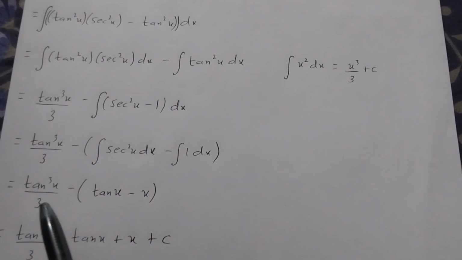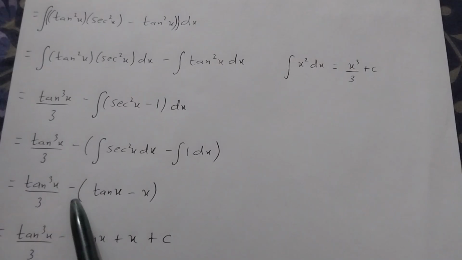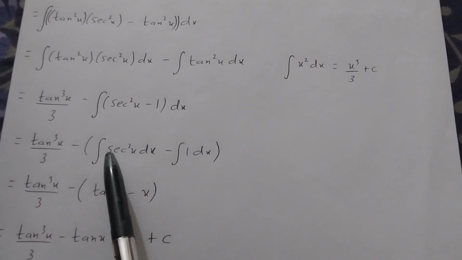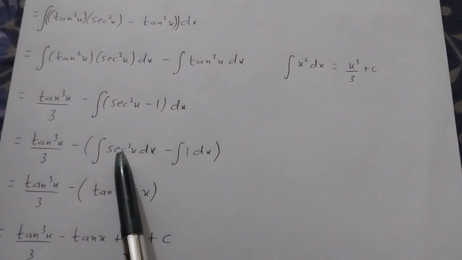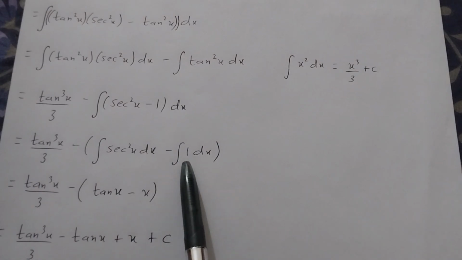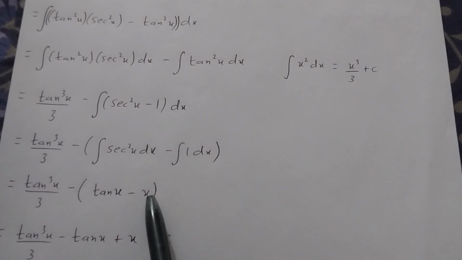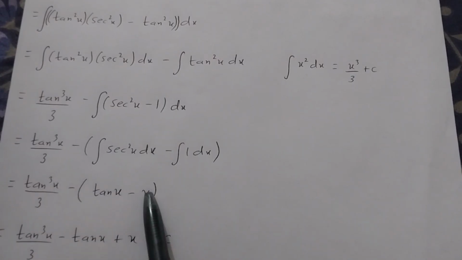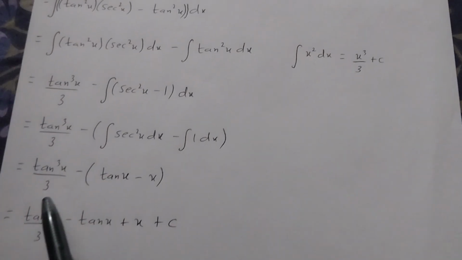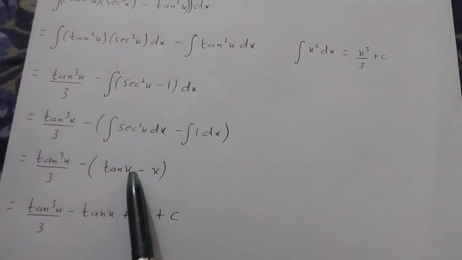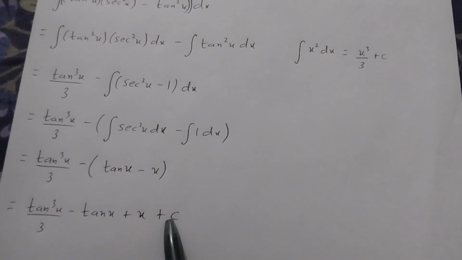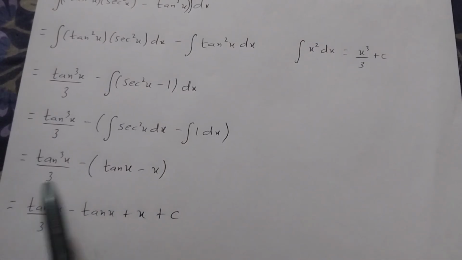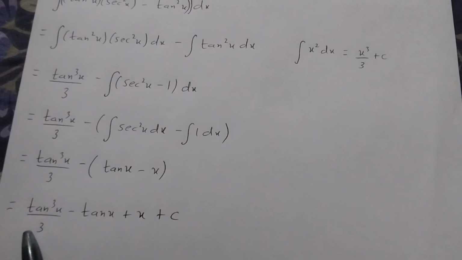So tan cube x over 3 minus, which function has derivative equal to secant square x, that is tan. So the integral of secant square x will be tan, minus, which function has derivative equal to 1, that is x. So x is written here. So this negative sign will be distributed on these two terms, and we will have tan cube x over 3 minus tan x minus minus plus x plus c. This will be our final answer. The integral of tan x raised to power 4 is tan cube x over 3 minus tan x plus x plus c.